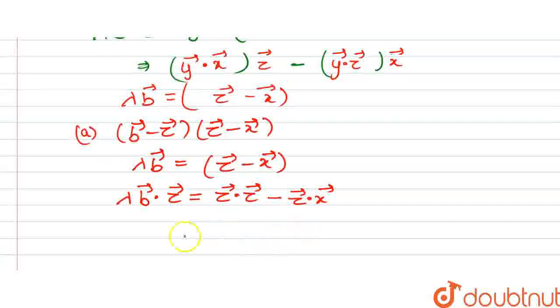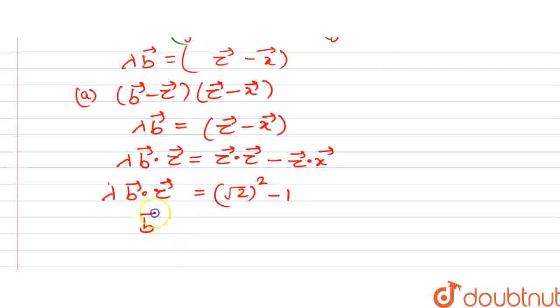So here we know this is equal to under root 2 whole square, which is 2, and here is minus 1, and here is lambda b vector dot z vector. So from here we get b vector dot z vector equals to (2 minus 1) divided by lambda.